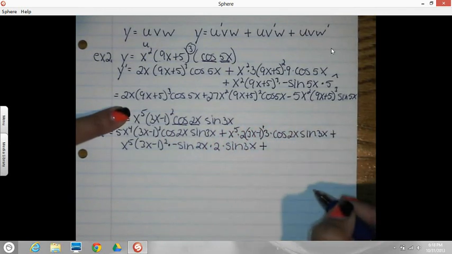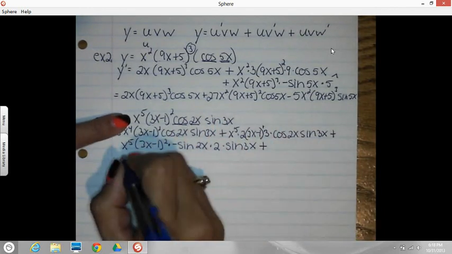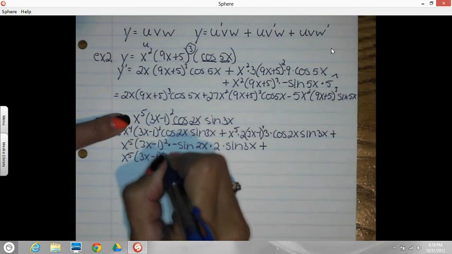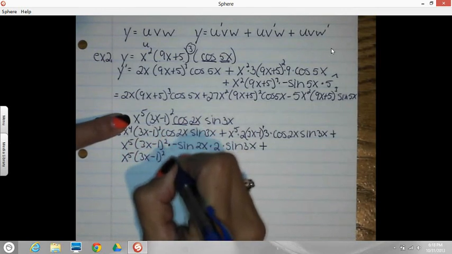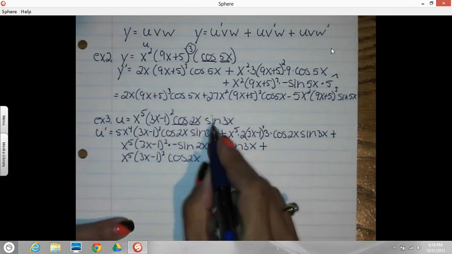Plus, now the fourth one. So I do the derivative when I get down there. x to the fifth, 3x minus 1 squared, cosine 2x. And derivative here, derivative of sine is cosine.